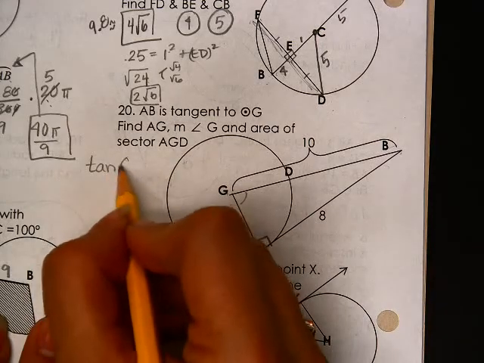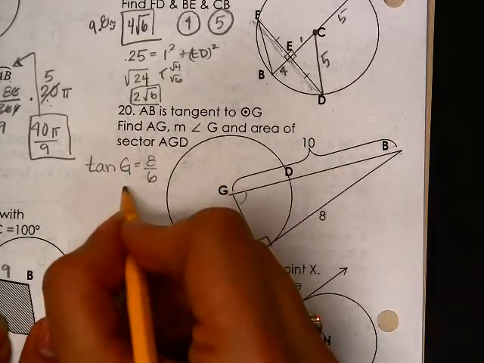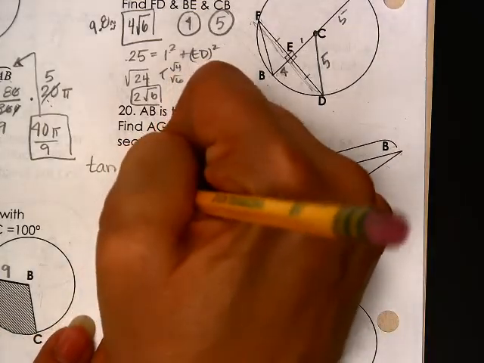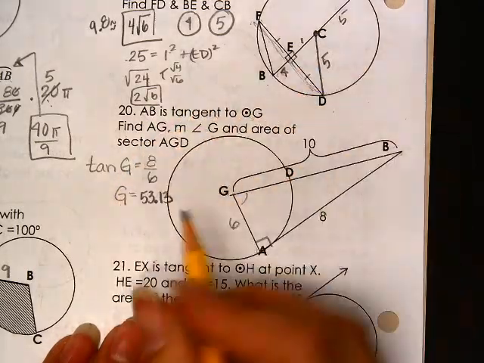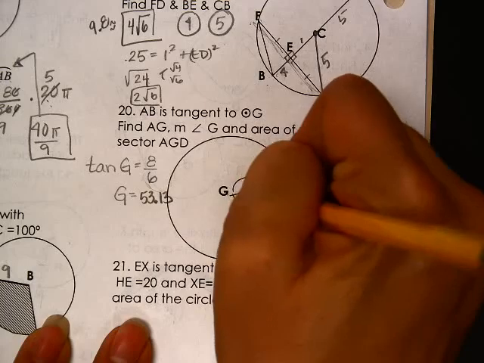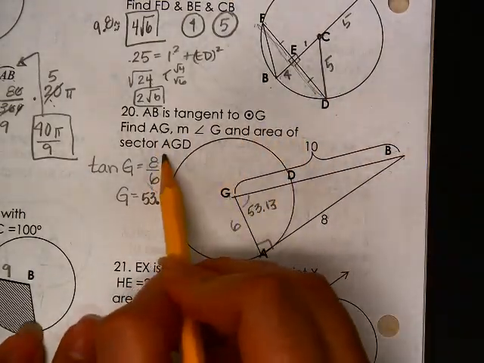Tangent of G is equal to opposite over adjacent. So G is equal to 53.13 when I use my inverse tangent of that. So I needed to find that. I found AG, and now I also need to find the area of the sector.